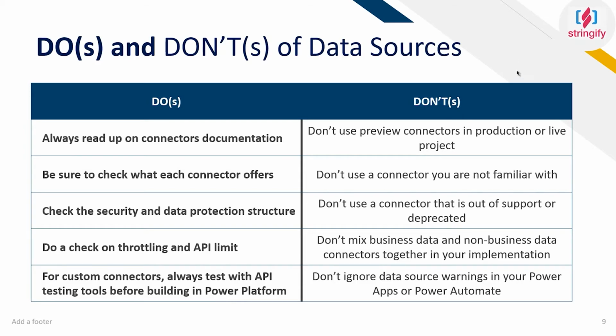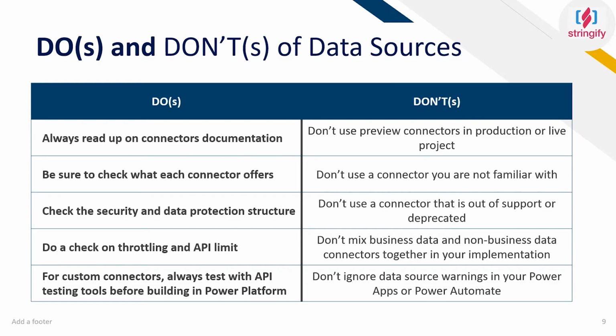Be sure to check what they offer. Check their security, check their data protection structure. Do a check on their throttling like I showed you now. For custom connectors, always try to test them in other platforms. Test them in Postman, in Swagger. I do my tests in those places first. If I write a connector myself or I wrote an API, I try to test it first before you bring it into Power Platform, before you start using it in Power Platform, all right?